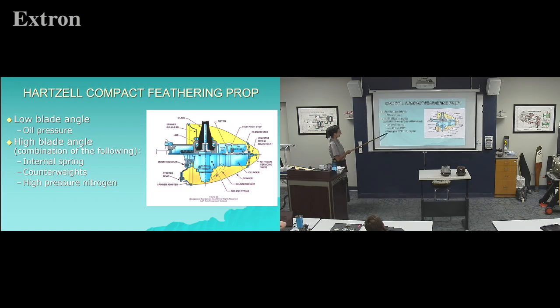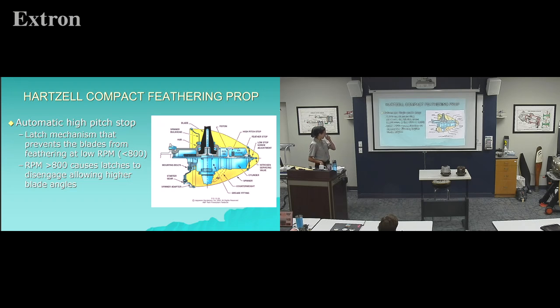Hartzell compact uses high pressure nitrogen, so this is not an accumulator. Accumulator also uses nitrogen to unfeather, but now we're using high pressure nitrogen in the hub to help us take it to a high blade angle. So if you're reading anything about nitrogen, make sure you understand, are they talking about an accumulator or a Hartzell compact feathering prop? And this is something that you would service as a mechanic. The manual would walk you through how to do that.